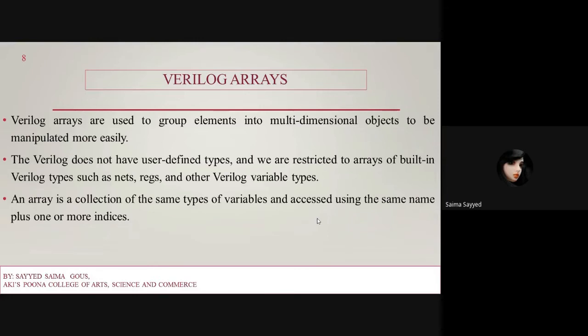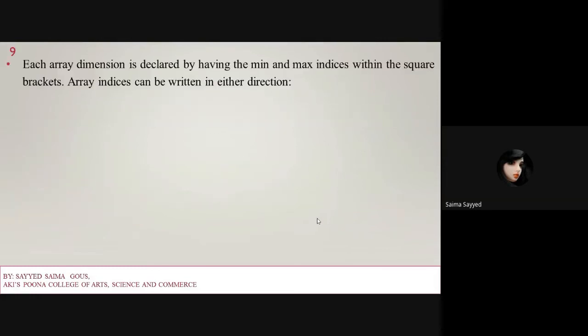An array is a collection of the same type of variables, or a collection of similar data types, we can say, accessed using the same name plus one or more indices. Next, each array dimension is declared by having the min and max indices within square brackets, and array indices can be written in either direction.